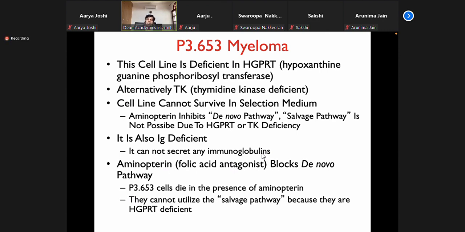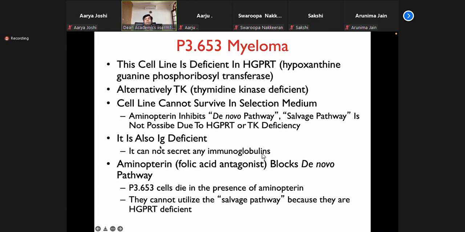So in the next slide, we'll briefly talk about these two different pathways to make things more clear. The other property of this myeloma cell, this is actually one of those things, P3.653 myeloma cell. This is a very commonly used cell. This is basically a common cell used for making antibodies.